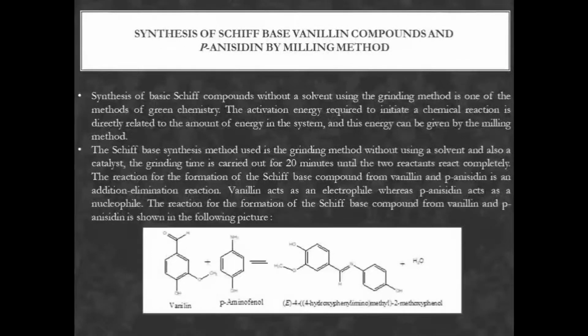I'm Ophelia. Now I will explain about the synthesis of Schiff base from vanillin and p-Anisidin by the grinding method. The method used is the grinding method without using a solvent and also a catalyst. The grinding is carried out for 20 minutes until the reaction is complete. The reaction for the formation of the Schiff base compound from vanillin and p-Anisidin is an addition-elimination reaction, shown in the following picture.